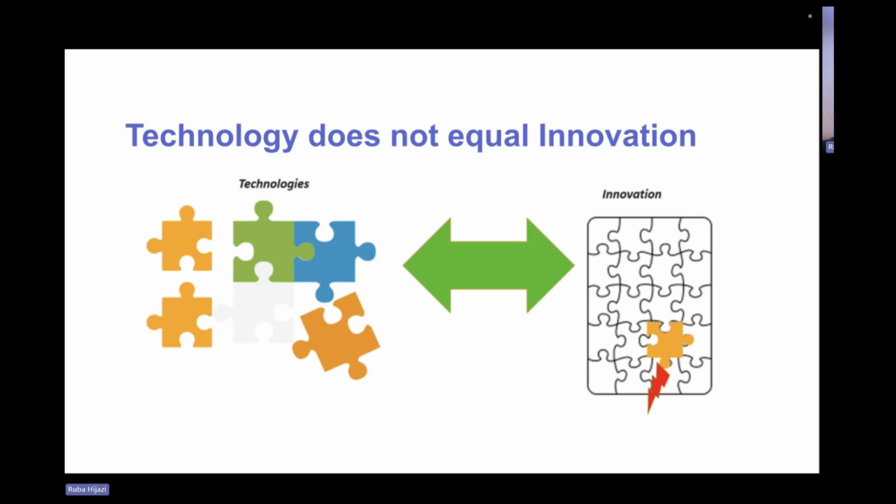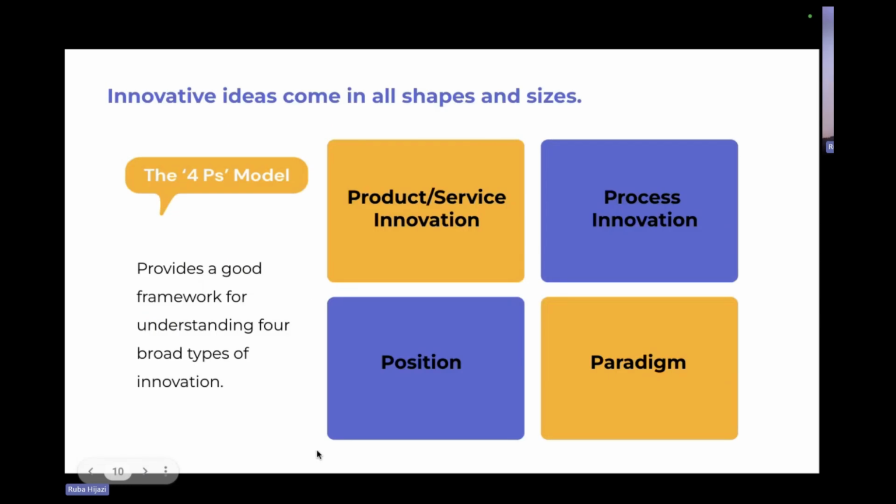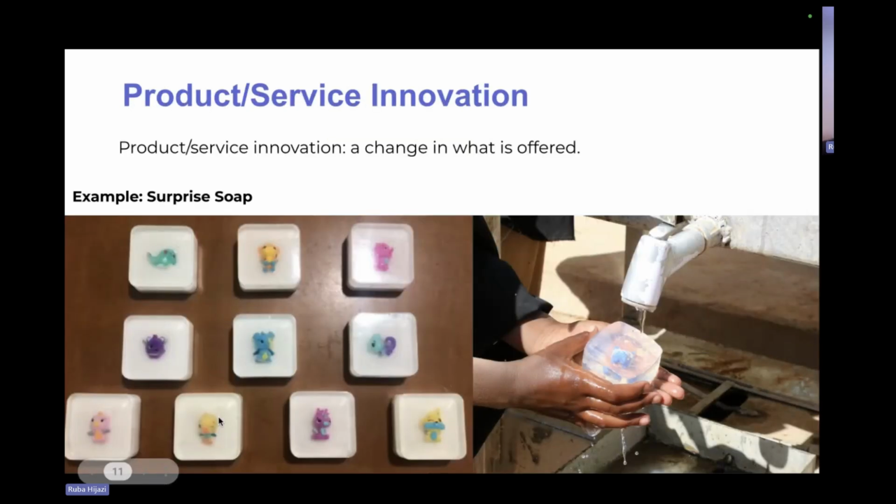When we are talking about innovation in our sector, in the humanitarian sector, we are not talking only about technology, as innovation can come in different shapes and sizes. It can be product or service, it can be a process, it can be a position or paradigm. And I will give some examples about each of these types of innovations to make it clearer.